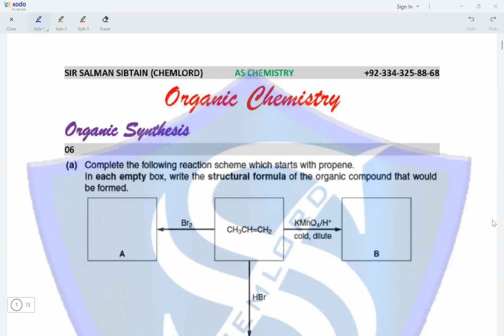Hi guys, this is AS Chemistry, Organic Chemistry, and we are looking at organic synthesis. Question 6. Complete the following reaction scheme which starts with propene. In each empty box, write the structural formula of the organic compound that would be formed.